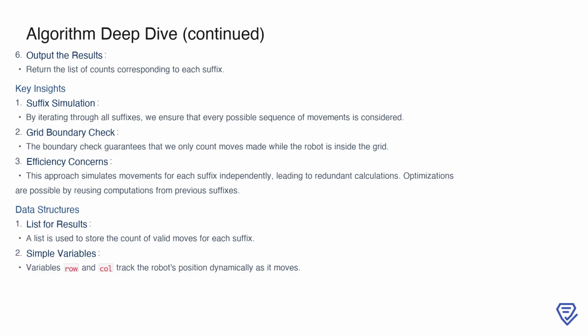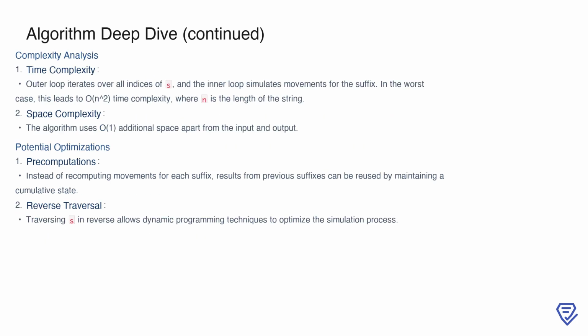However, this brute force approach has some efficiency concerns, as it involves independently simulating movements for each suffix, leading to redundant calculations. This opens up opportunities for optimization, such as reusing computations from previous suffixes to reduce redundancy. To implement the solution, we use a list to store the results and simple variables to dynamically track the robot's position during the simulation. Analyzing the complexity of this brute force approach, the time complexity is O(n squared), where n is the length of the string s.